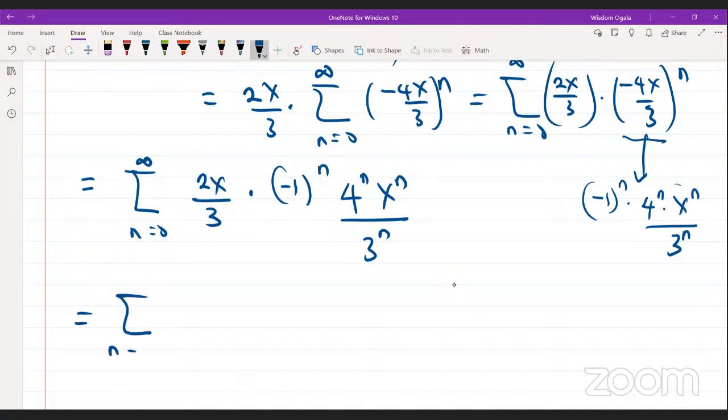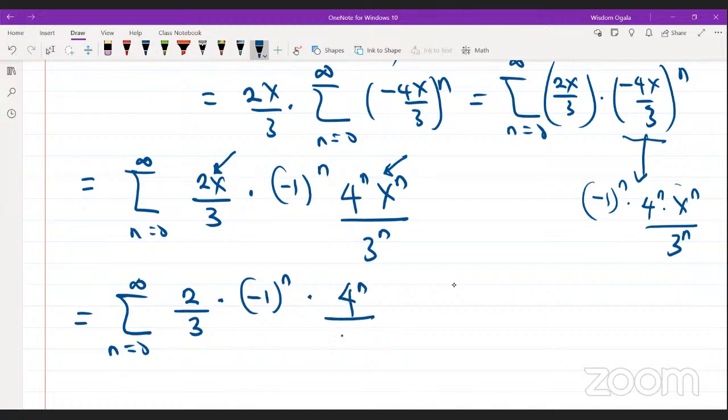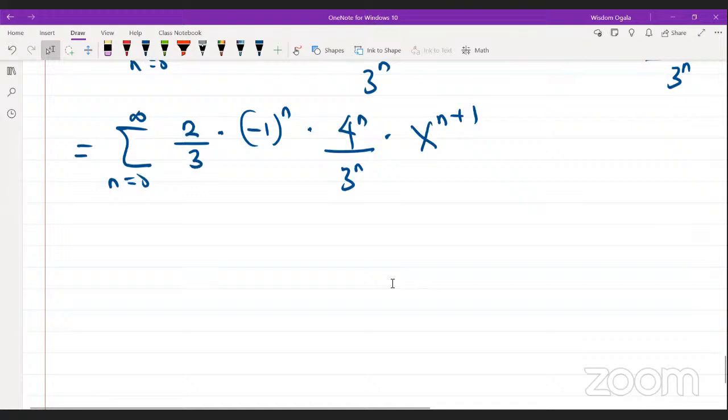So this is n from 0 to infinity. Now take a look. This is x, right? This is x. You see you can combine them. So this is 2 over 3, which is a constant, times you have a negative 1 to the power of n, 4 to the power of n over 3 to the power of n times x to the power of n plus 1. Now I'm taking it one step at a time so that it can all make sense.